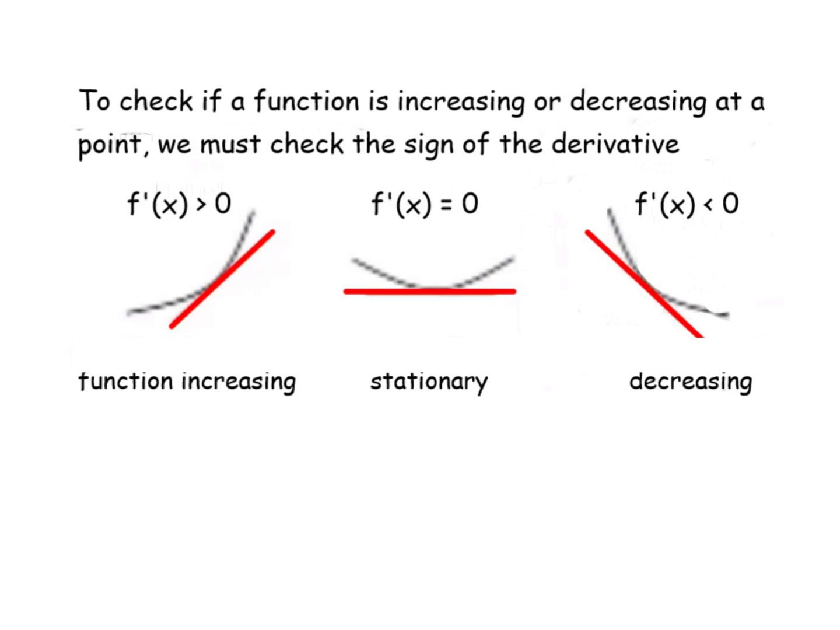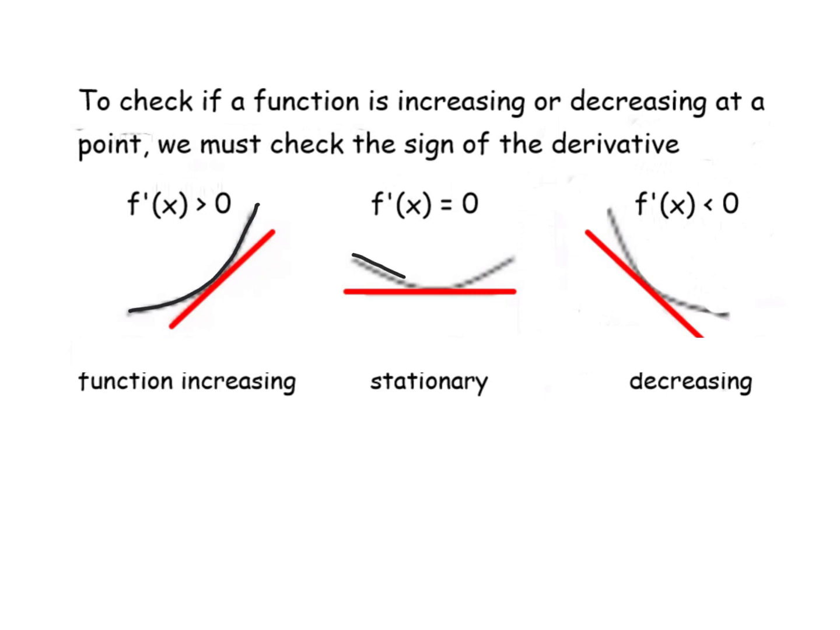So to check if a function is increasing or decreasing at a given point, you have to check what you get when you do your derivative. Just a reminder of the three scenarios. If your derivative is greater than 0, it means that your function is increasing. If it equals 0 exactly, it means it's stationary. It's a bit like a tangent to a curve. And if your differential is negative, then it means that your gradient is decreasing. I've illustrated it here on 3 little diagrams.